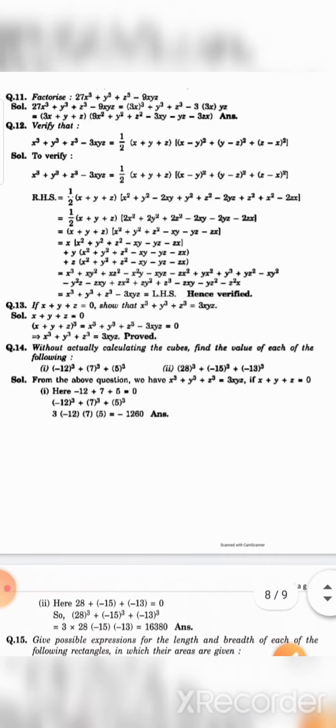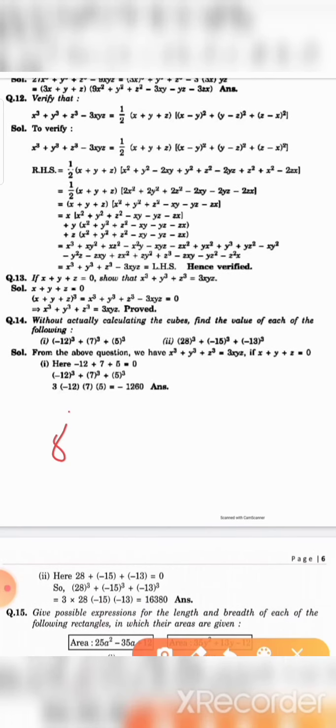Here, given that x plus y plus z is equal to 0, we write our identity: x cube plus y cube plus z cube minus 3xyz is equal to first bracket x plus y plus z, and second bracket x square plus y square plus z square minus xy minus yz minus zx. So in the RHS we substitute the value x plus y plus z as 0. This value is 0, so the multiplication of 0 by the whole bracket will be 0.